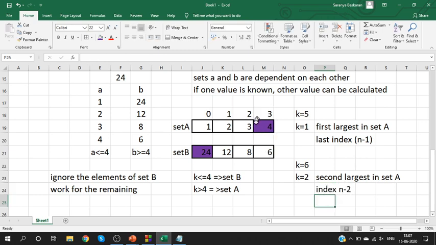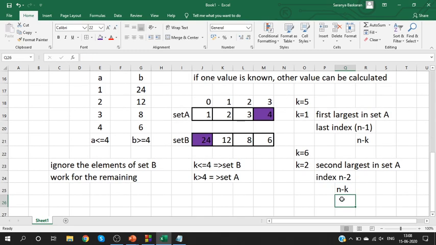Right, largest will be at last index. For set A, largest is at last index n minus 1. Second largest is at last previous, which is n minus 2. So what do you observe here? This is nothing but n minus k value. If you need the first largest, n minus 1. If you need the second largest, n minus 2. So this is n minus k, not the original k.